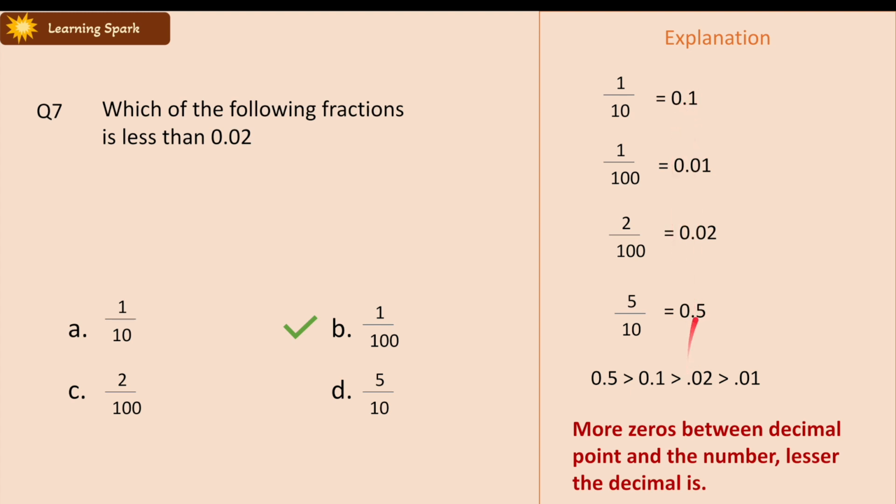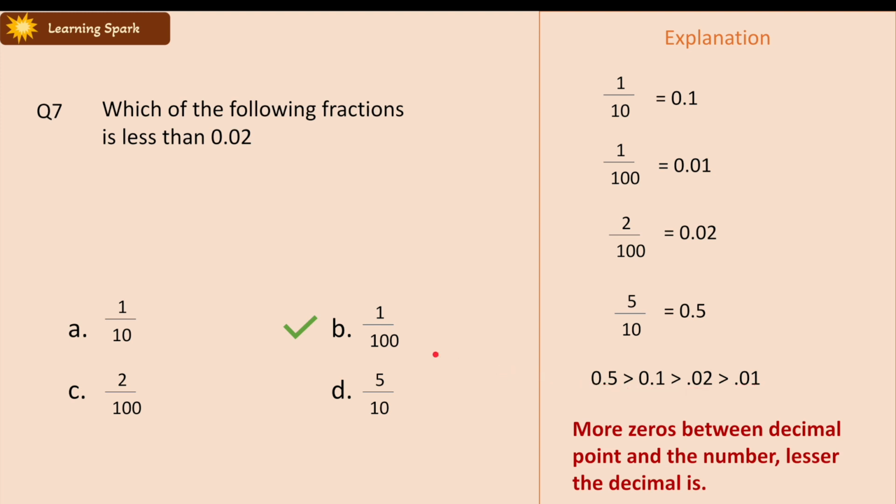Correct? So if we want to arrange it in, say, descending order, which one will be the largest of these decimal points? 0.5 will be the largest, and then will come 0.1, then will come 0.02, which has 1 zero in between, so it is definitely less than these two numbers, and then comes 0.01, which is the lowest. 1 is less than 2, and both have zeros between the decimal and the number. So 0.01 is the least number here.